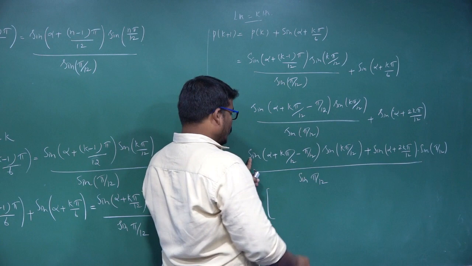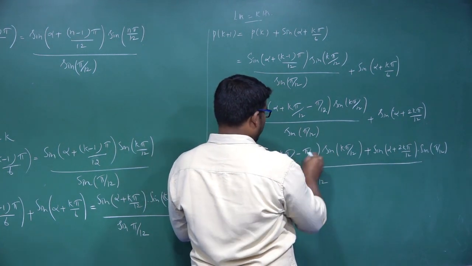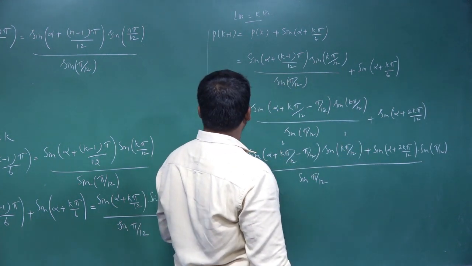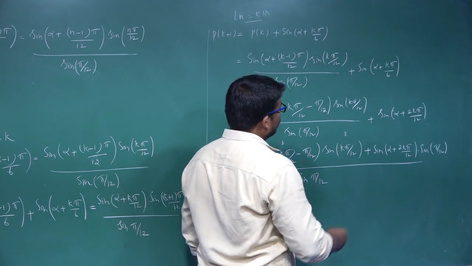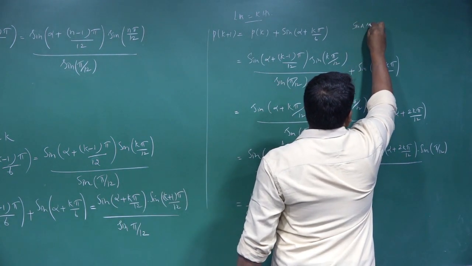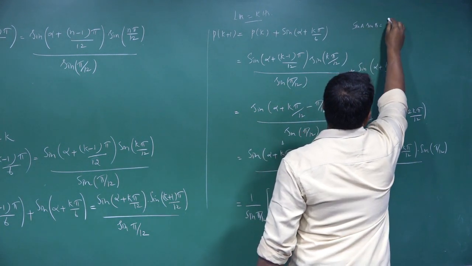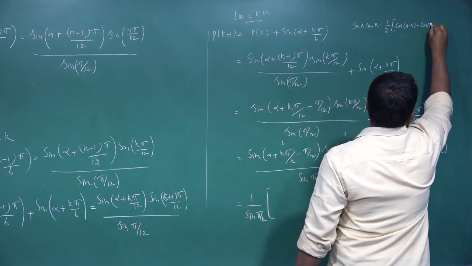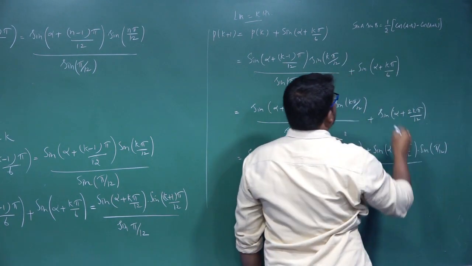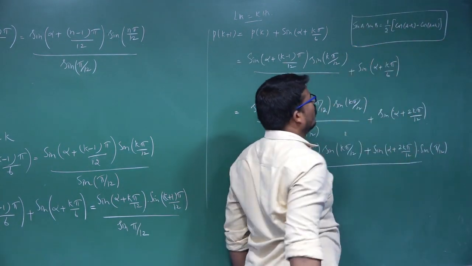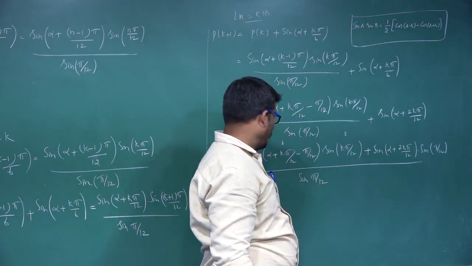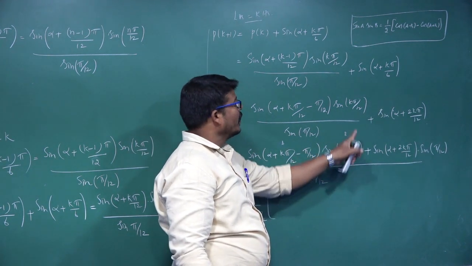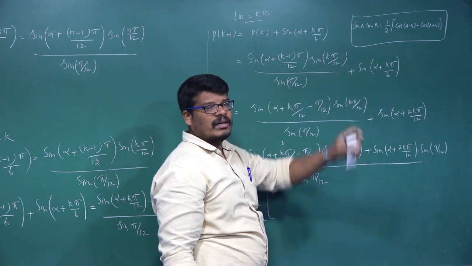That is sin A sin B, where one value is A and the other is B. You already know the trigonometry formula: sin A into sin B equals 1 by 2 of cos of A minus B minus cos of A plus B. Applying the formula to sin A sin B.